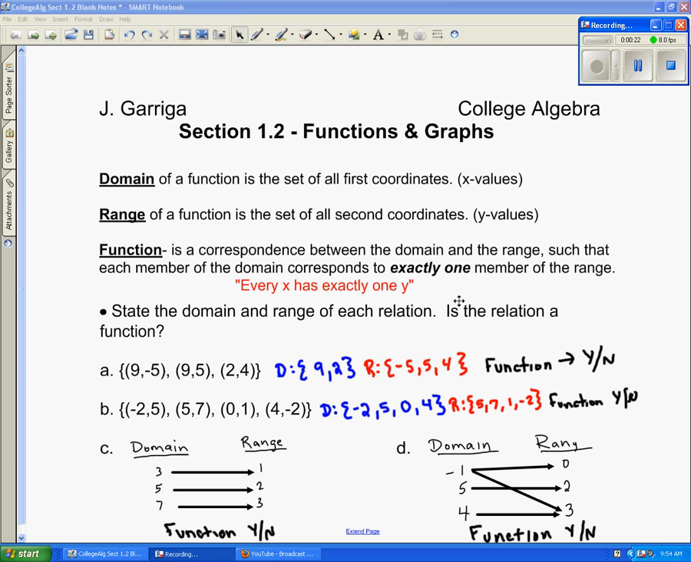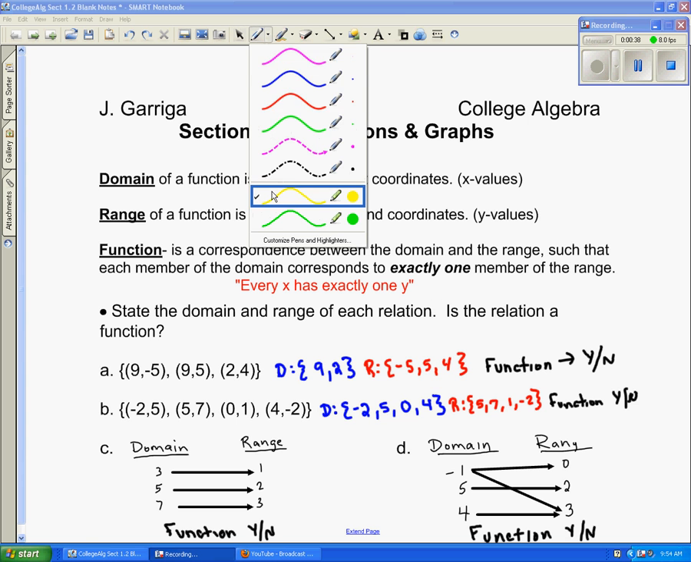Okay, after you've read through this, the domain is just going to be your x values. If it's repeated more than once, we still only write it one time. The range is the y values. And function, this is where we're going to discuss. Function says every x has exactly one y value.